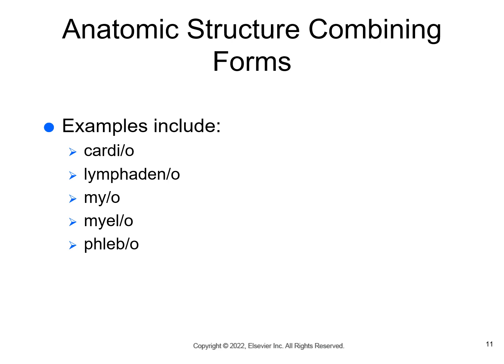Here we have some combining forms that are directly related to anatomic structures. So cardio is related to the heart. Lymphadeno is related to the lymph nodes. Myo to muscle. Myelo to bone marrow. And phlebo to a vein. You can also use veno in reference to a vein.